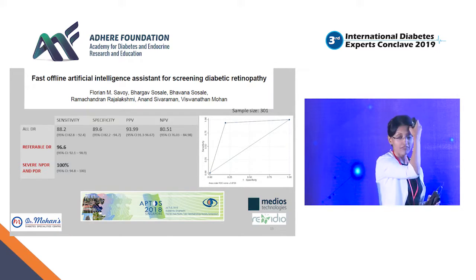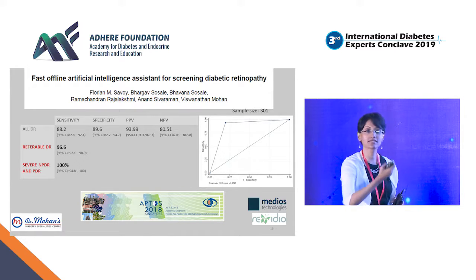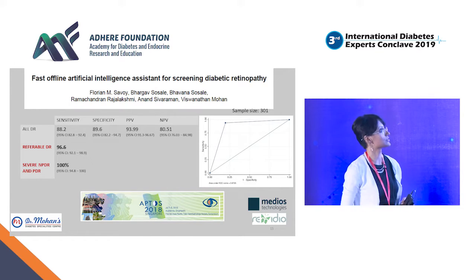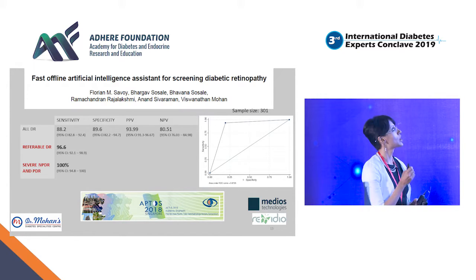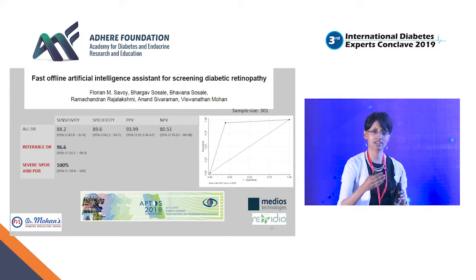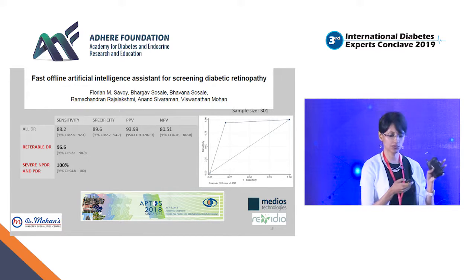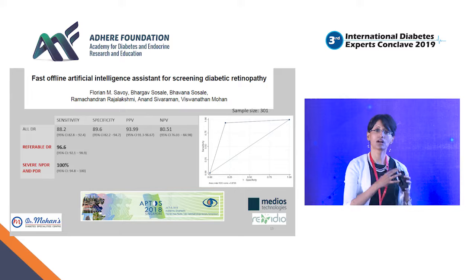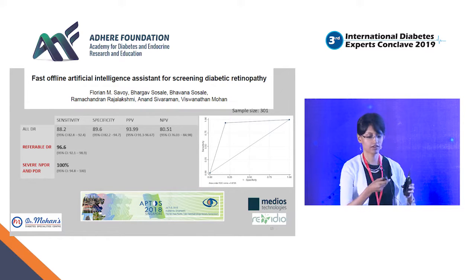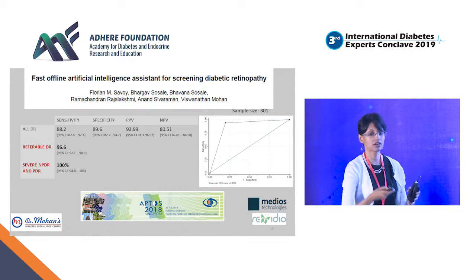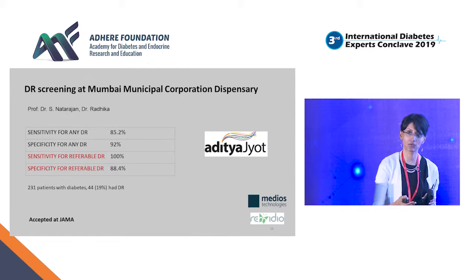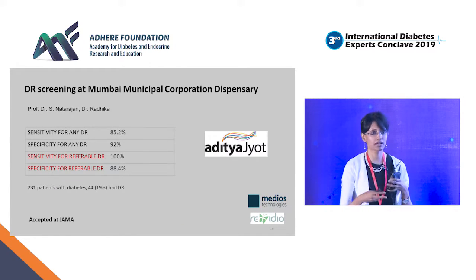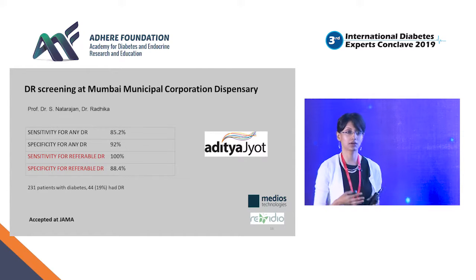So I'll start off with the first study that was done at Dr. Mohan's place in Chennai using this particular algorithm, and they found that the sensitivity for referable diabetic retinopathy was 96%, and for severe NPDR and PDR, which is a step higher, it was 100%. So this was a start. So we knew that we're picking up a good enough number of cases of diabetic retinopathy when we screened individuals with diabetes. And then a second study happened subsequently, and this has been accepted at JAMA and is going through the final edits and will come out in a few months.